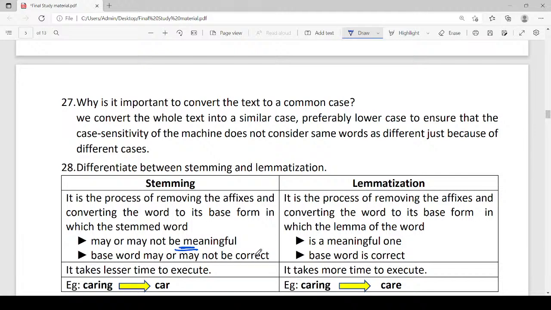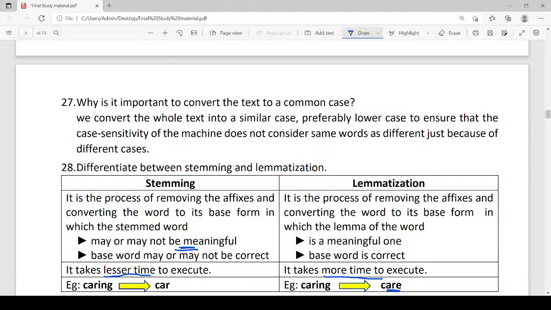meaningful words. So this is the reason it is taking more time to execute. Whereas your stemming takes lesser time to execute because the base word may not be a meaningful one. Exactly. So if you take the word caring, it becomes car when you stem it. But the same one, when lemmatized, the lemma of this is going to be care, which is a proper base word and a very, very meaningful one.